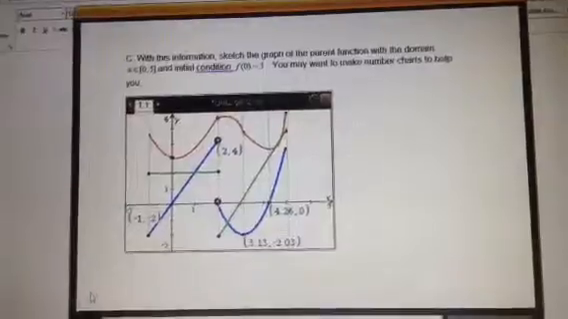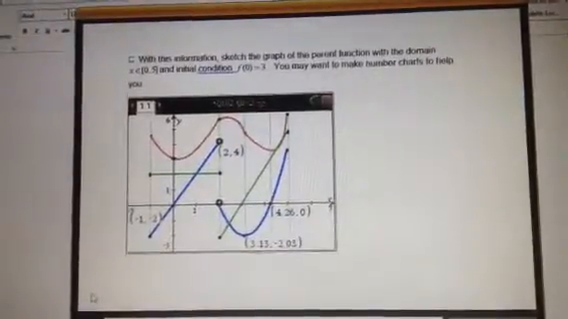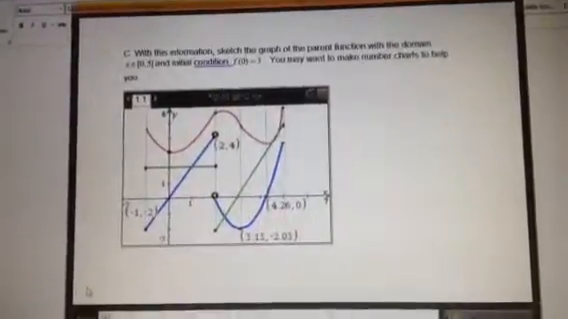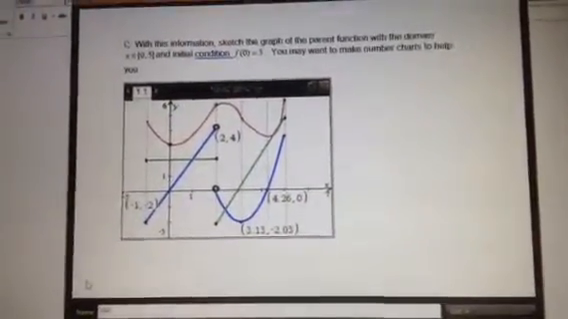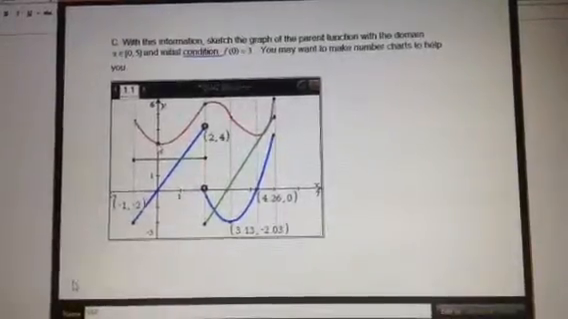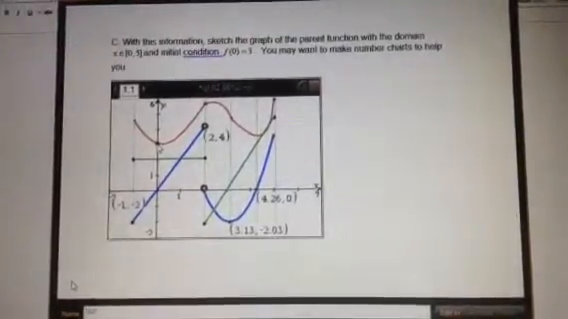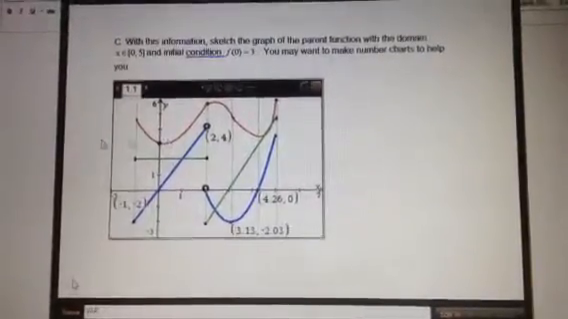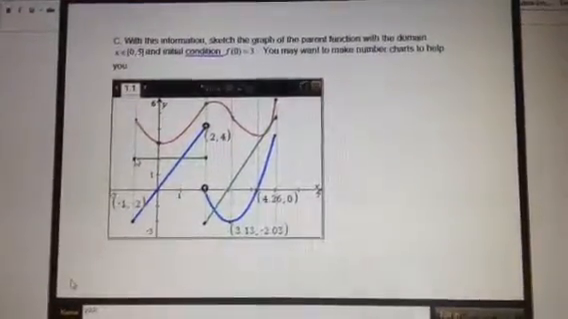Finally, the question asks to find the original function graph given the initial condition that f of 0 equals 3. So the point (0, 3) is one of the points given, and the range for x is between 0 and 5. So we'll be ignoring this part from negative 1 to 0.